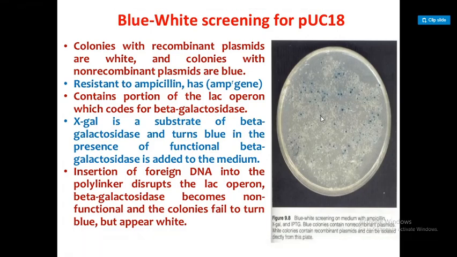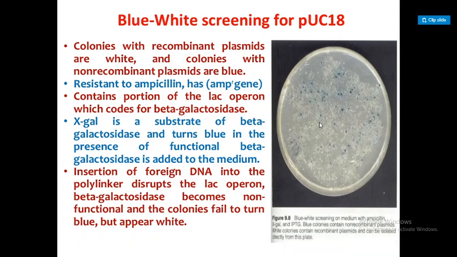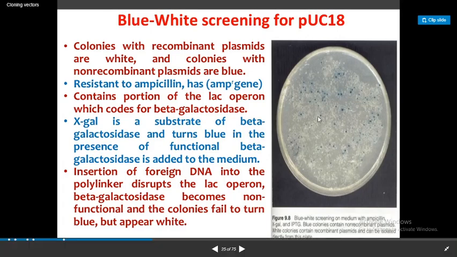Okay, did you understand this? There are recombinant and non-recombinant. Through insertion, beta galactosidase activity gets deteriorated and it turns white, so that is recombinant. What about blue? Blue means beta galactosidase activity is alive. There is no problem in that. They are good. They are non-recombinant.